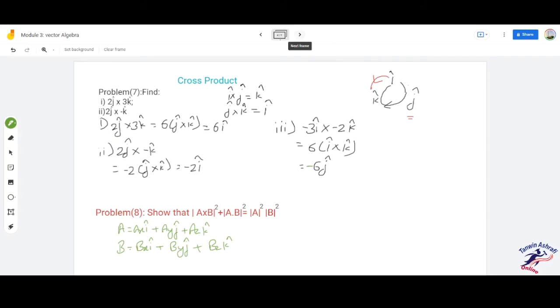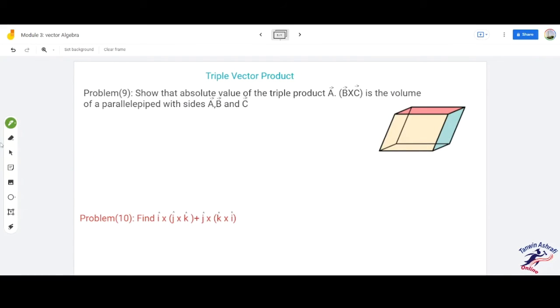The third is the vector triple product. Problem 9 says: show that the absolute value of the triple product A dot B cross C is the actual volume of a parallelepiped, where A, B, C are the sides. That means A is one side, B is another side, and C is the third side of the parallelepiped.